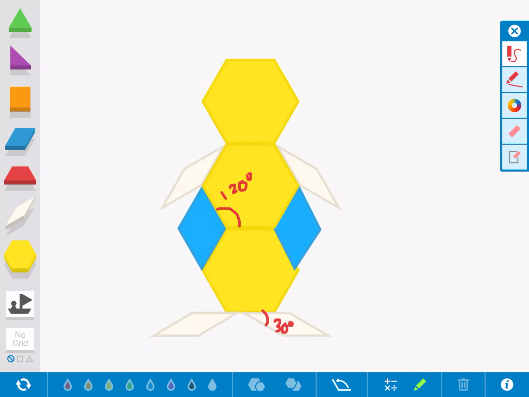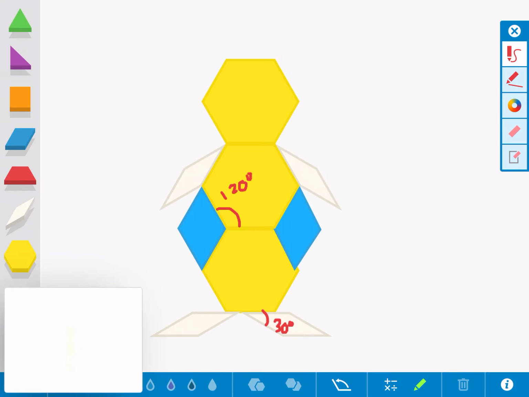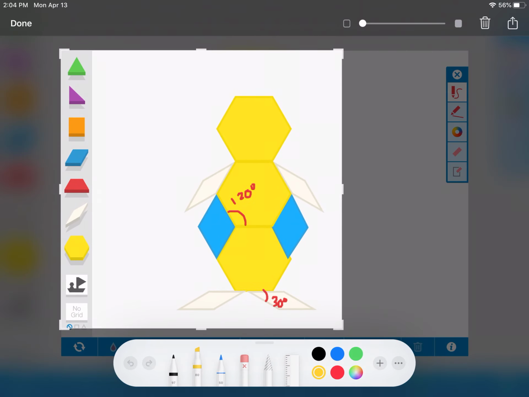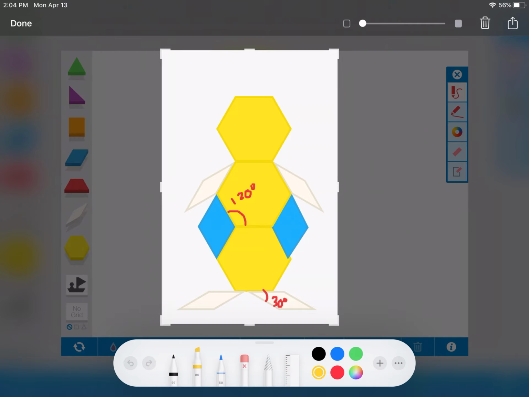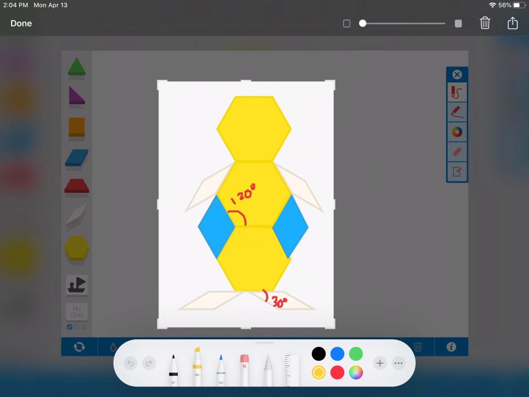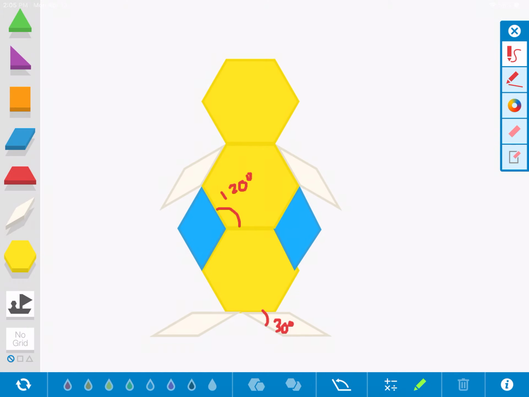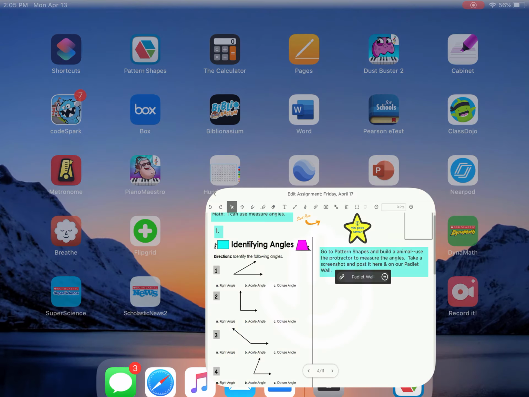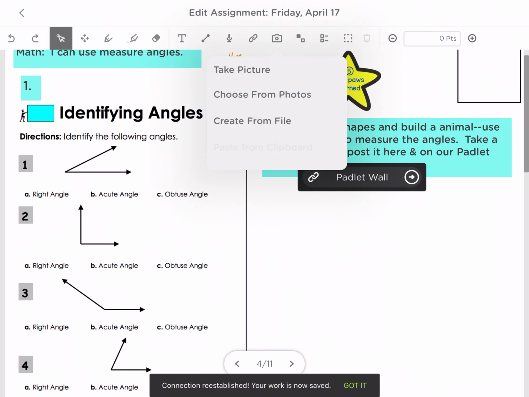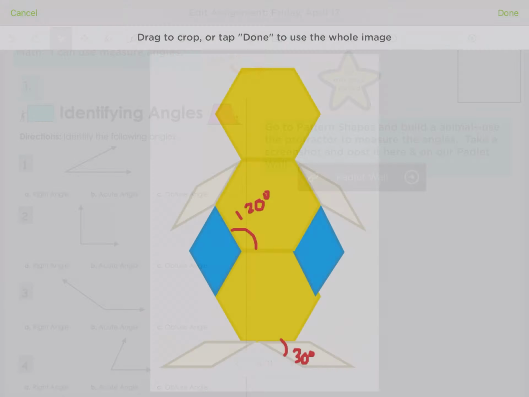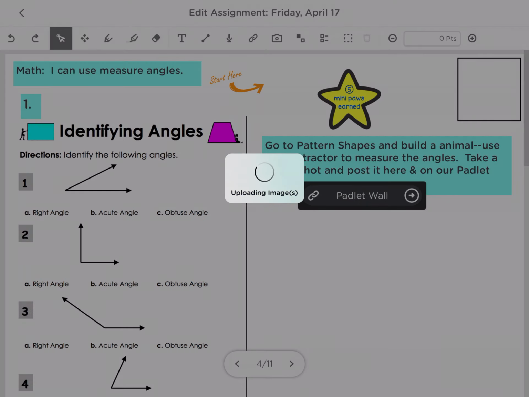And then what we're going to do is screenshot our design. And I think I'm going to kind of make it just so it's just the little guy and not all the pieces, right? And I'm going to save this to my photos. I'm doing this on my iPad. I can go back to ClassKick and I can put a picture of him here, but I also would like to put a picture of him on my Padlet wall so that everybody can see my penguin.